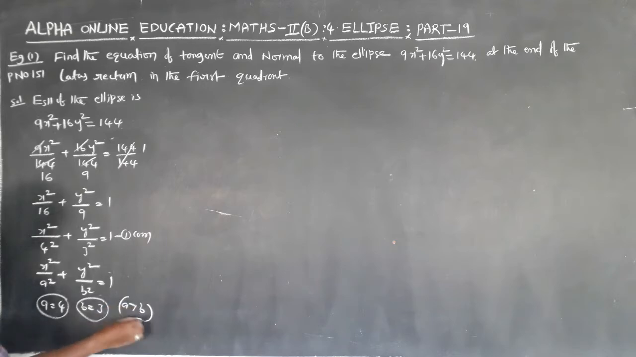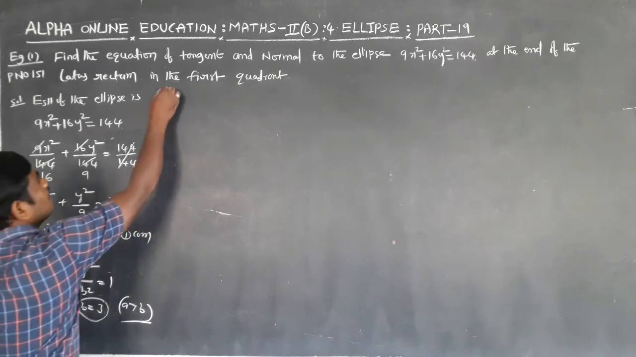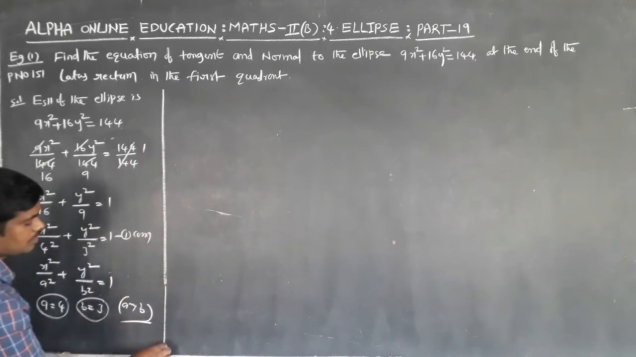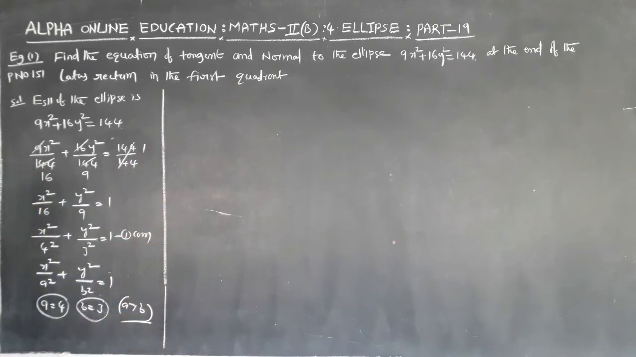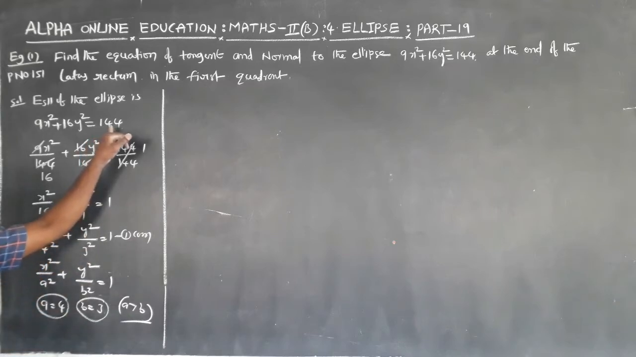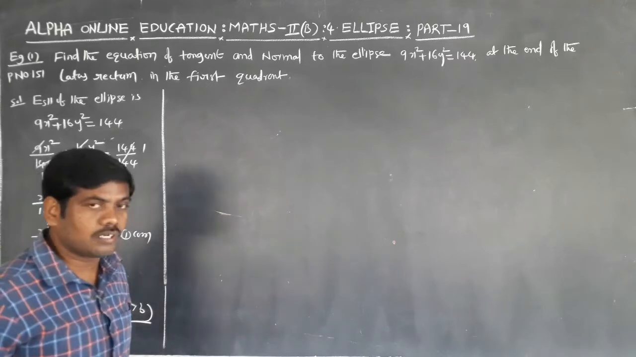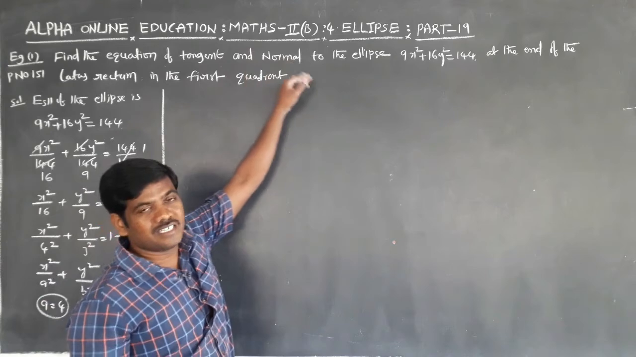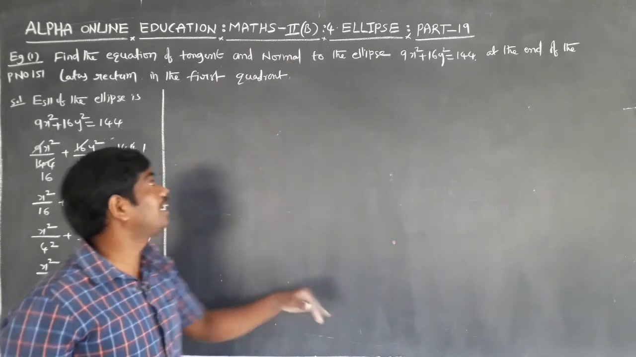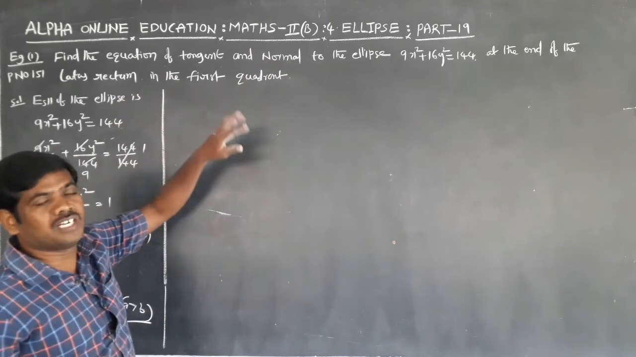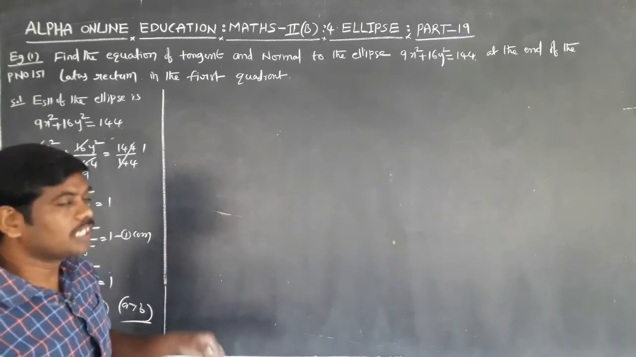Here observe that a is greater than b. This is the general equation of the ellipse. The given ellipse is transformed or reduced into general form. Here a is equal to 4, b is equal to 3. Here find the equation of the tangent and normal at the end of the latus rectum in the first quadrant. Here the point is not given.